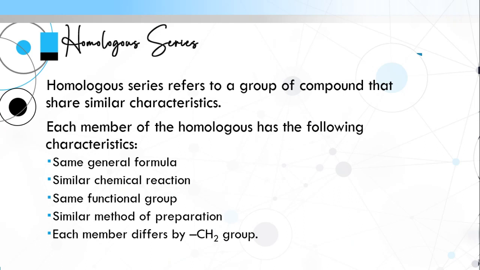Okay, the first one: each member of the homologous series must have the same general formula. Then they should have similar chemical reactions or similar chemical properties. They must have the same functional group. And the fourth one, they should be prepared through a similar method of preparation, and usually each member differs by a CH2 group. That means from one member to another member, there will be the addition of a CH2 group in the compound. I know some of this might sound slightly confusing for you, but hopefully as we go along through this lesson, you will understand homologous series better.